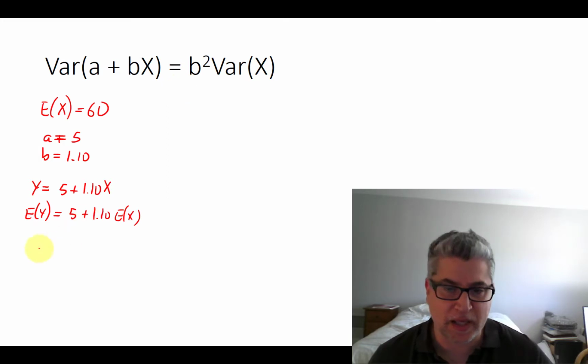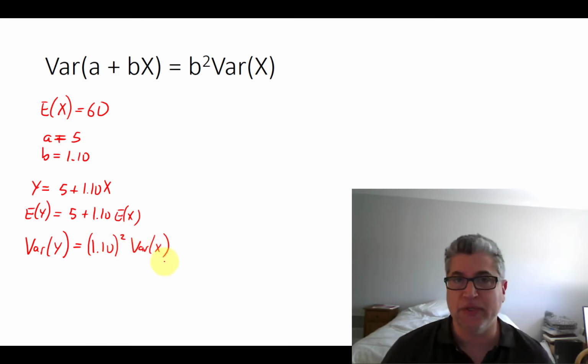Well, now we know how to calculate that. The variance of y is equal to, well, we can ignore the 5, the a. So it's just going to be 1.10 squared times the original variance.